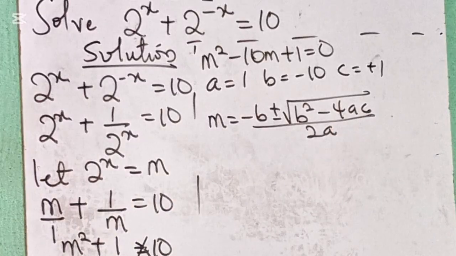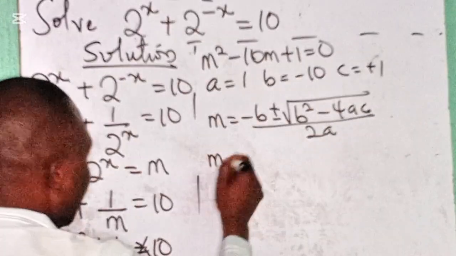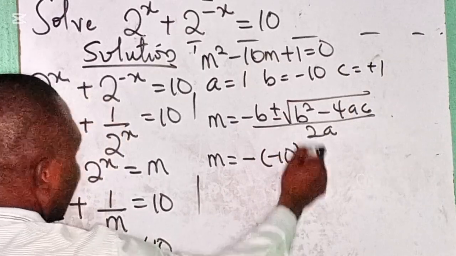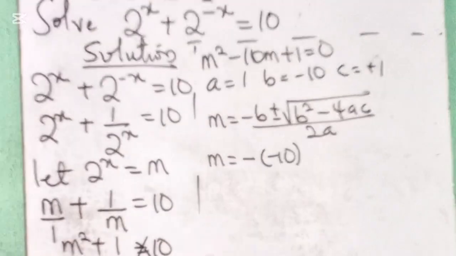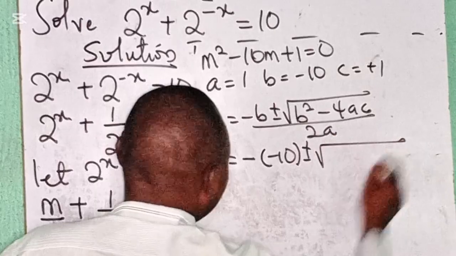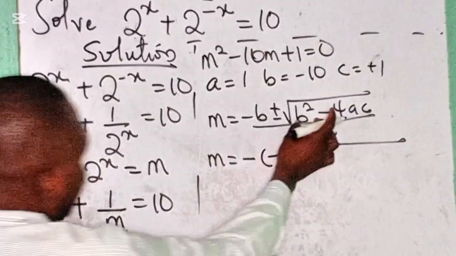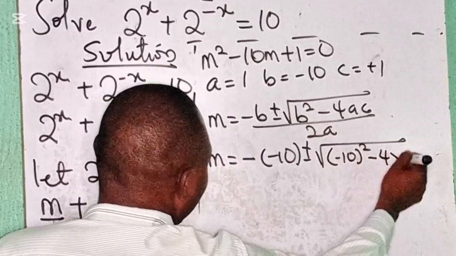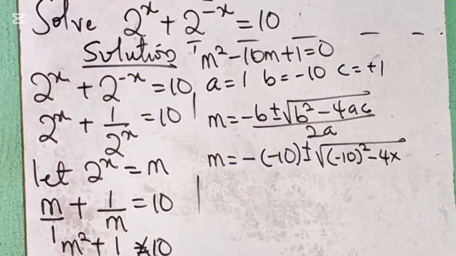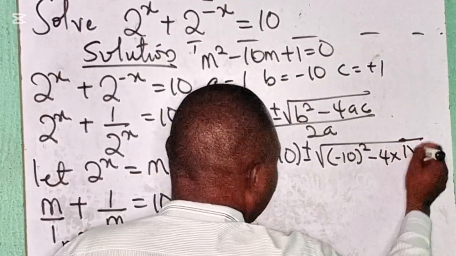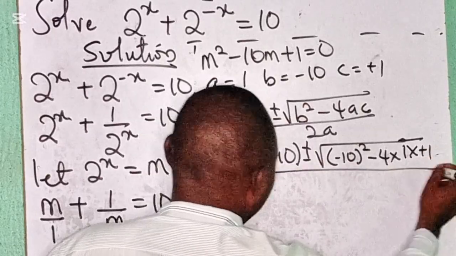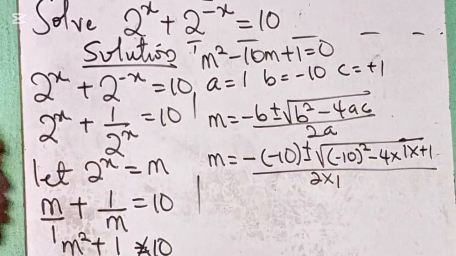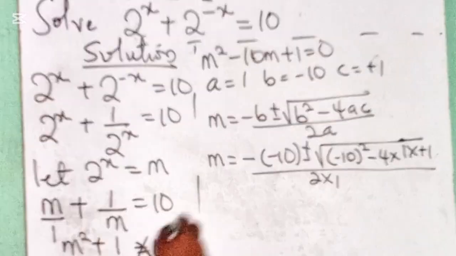Is that clear? So from here I'm having m equals minus b, and my b is minus 10, then plus or minus root. The b here is minus 10, so I'm having minus 10 all squared minus 4 times our a, which is 1, and then our c is plus 1, over 2 times 1. Take note of this.